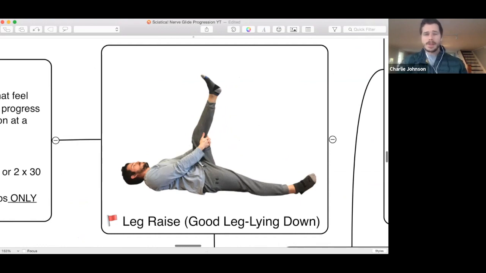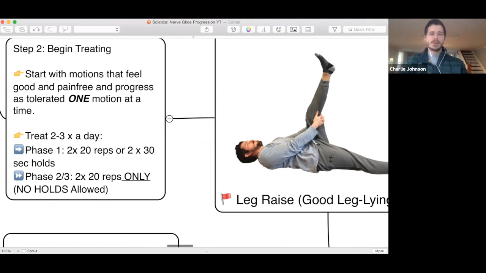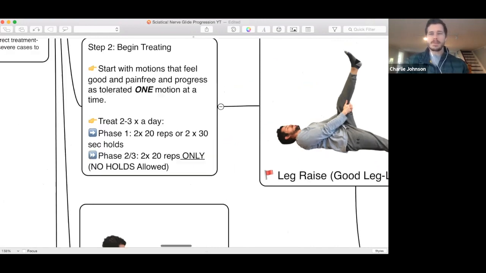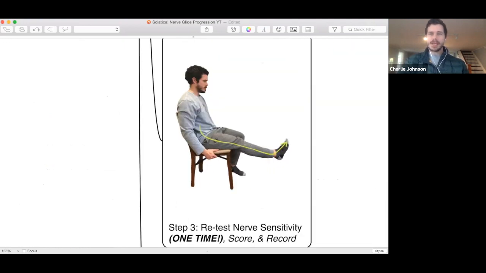You choose. And you're going to do it for, if you choose reps, 2 times 20 reps, or if you choose holds, 2 times 30-second holds. And you're going to do that as long as it's pain-free, especially in this red flag phase, the first phase. You're going to treat it 2 to 3 times a day. And then what are you going to do? The next day, let me say it again. The next day, you're going to retest the nerve sensitivity 1 time, score and record it.